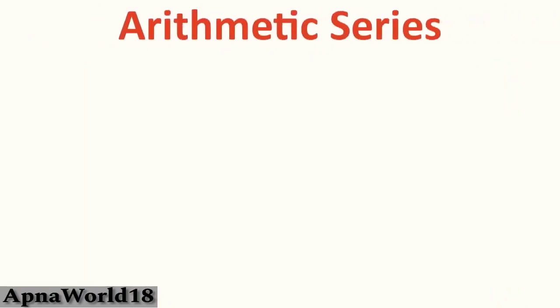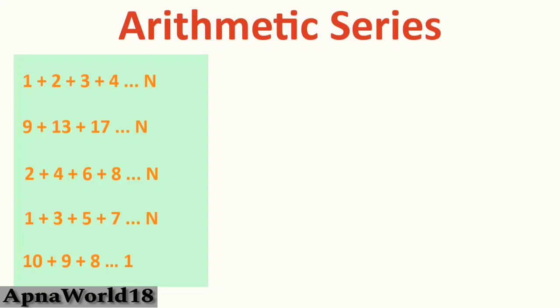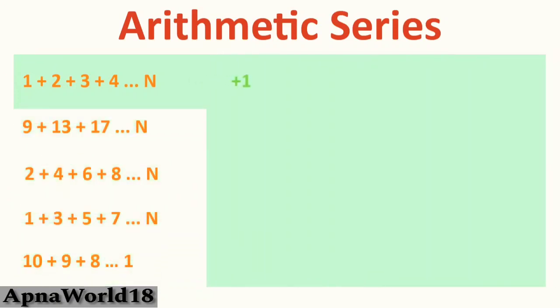First basic type of series is the arithmetic series, like these. Why are they called arithmetic series? That is because each term is getting incremented by a fixed number. Like the first one is getting incremented by 1, second is getting incremented by 4, third and fourth are getting incremented by 2, and the last one is getting decremented by 1.